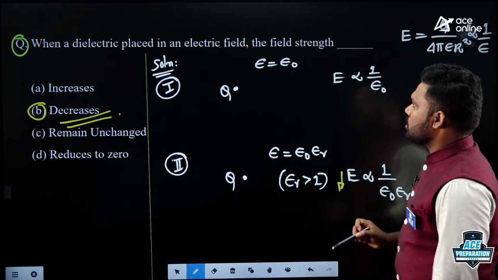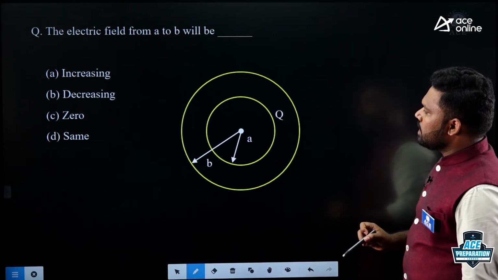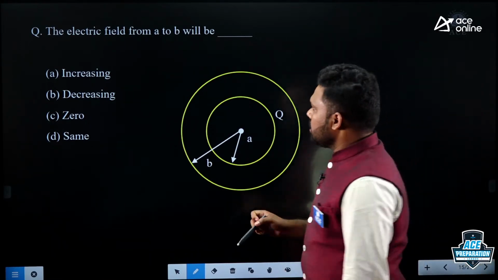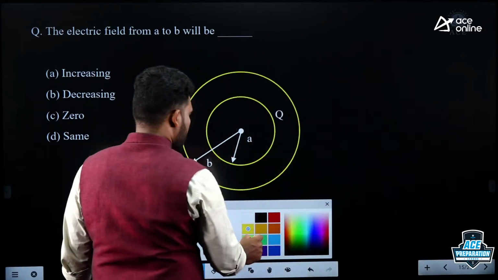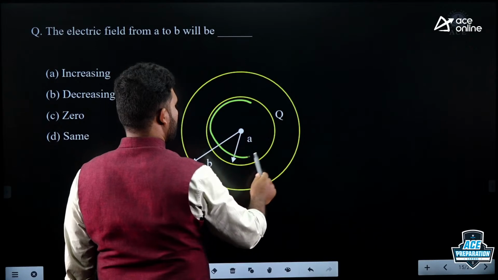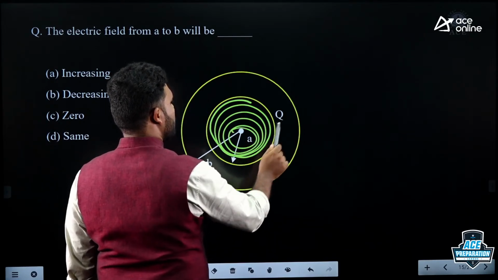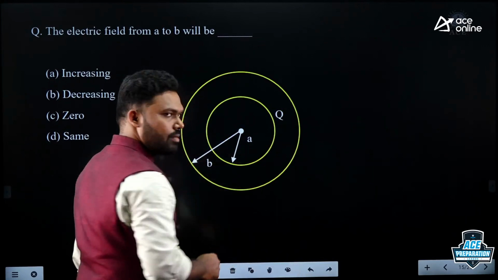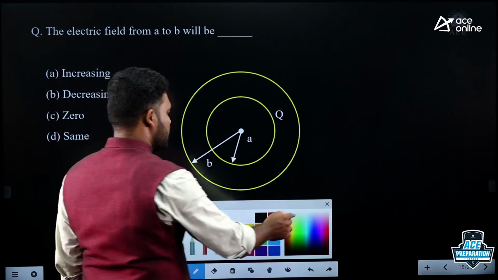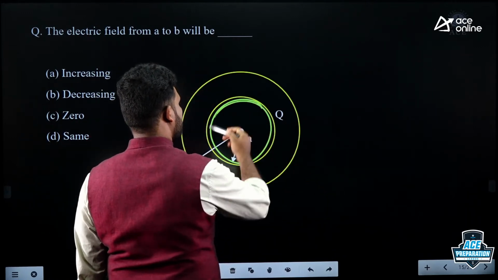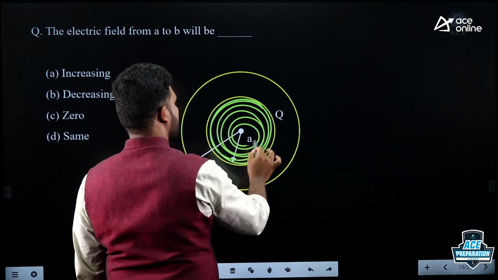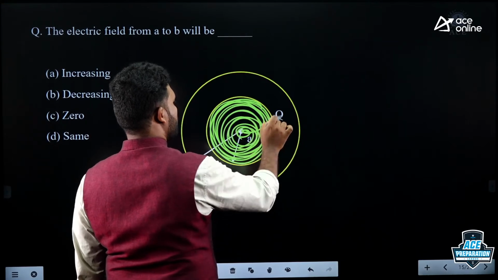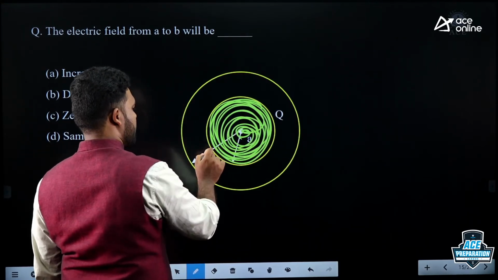Okay friends, fine. So let us take one more question. Here is a question. The electric field from A to B will be. This was one of your previous questions. See here, on this one, the charge is Q and you are moving from A to B. That means the distance is increasing. So if the distance increases, what happens to that? This entire thing is a charge, that is how you have to assume. Q is the charge and you are moving from A to B, from here to here.